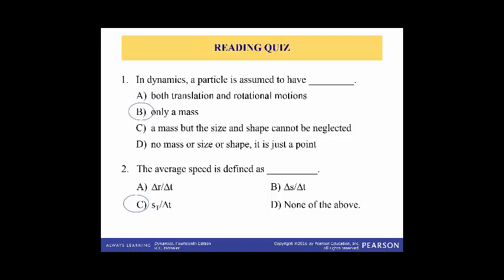So in dynamics, a particle is assumed to have only mass. What's important here is that you do it by elimination. We're going to say that it's a mass. We're really not neglecting the shape, and for translational or rotational motions, it doesn't always happen. You can have translation or rotational, but not necessarily both. And then the average speed, remember that it's the total displacement over time. Okay.